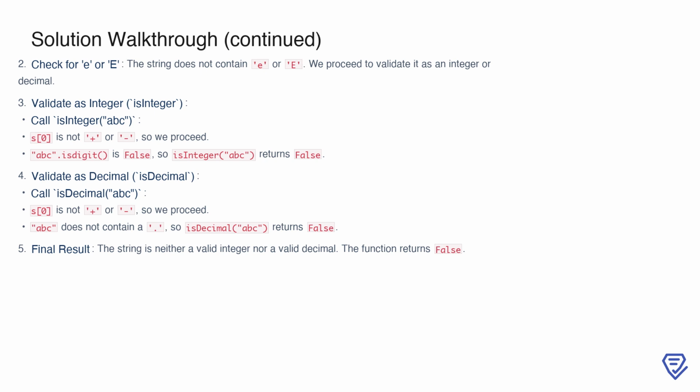Next, we call the isDecimal function with the same input. Since the first character is neither plus nor dash, we proceed to check for a decimal point. The string does not contain a dot, so isDecimal immediately returns false. As the string is neither a valid integer nor a valid decimal, the function concludes that the input is not a valid number and returns false for this input.